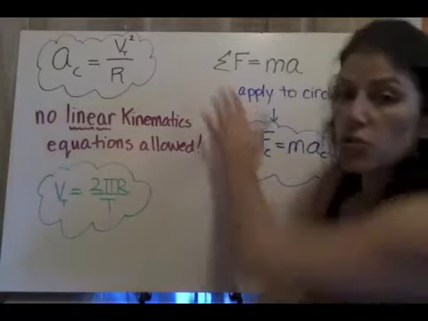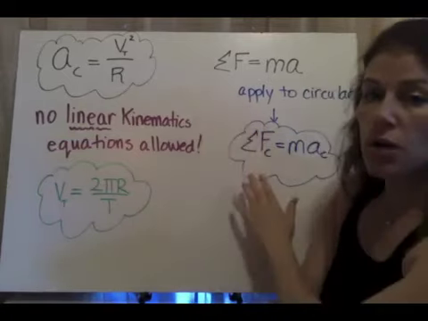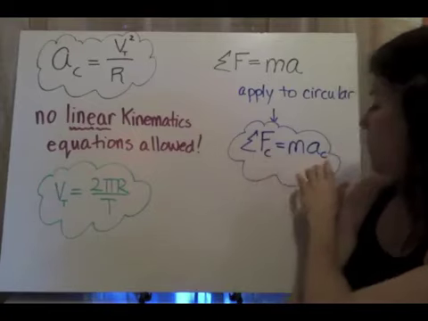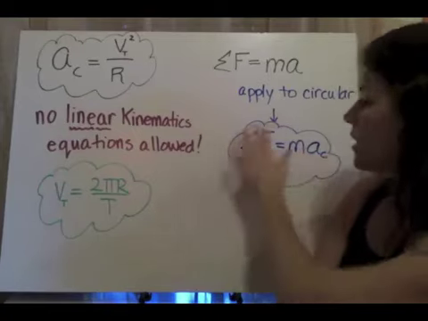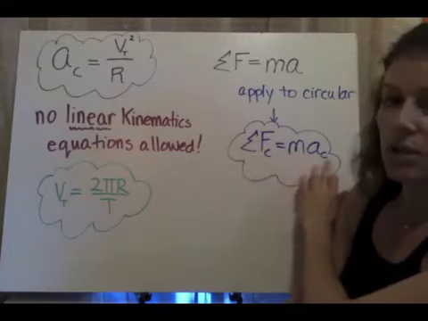We'll still use Newton's second law, right? We're going to apply it specifically to circular motion by putting a subscript c to stand for centripetal, for both the force and the acceleration, and you get net centripetal force equals mass times centripetal acceleration.